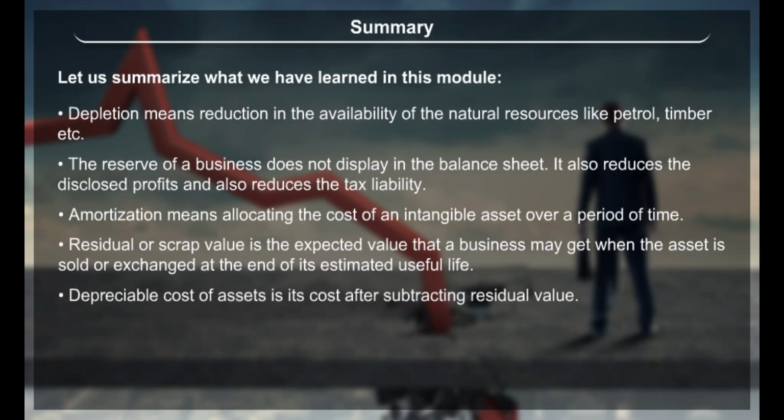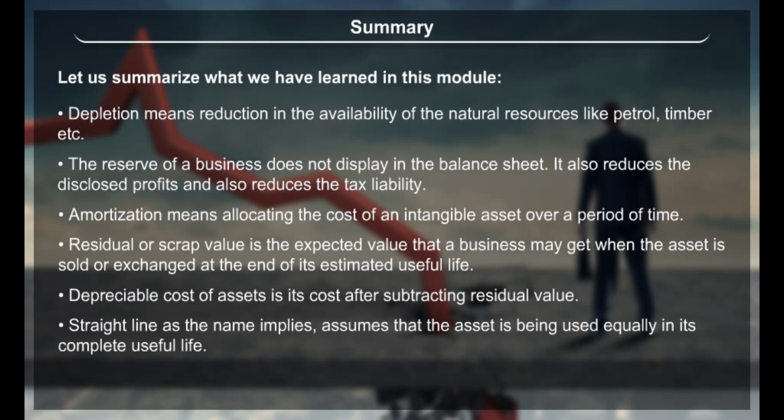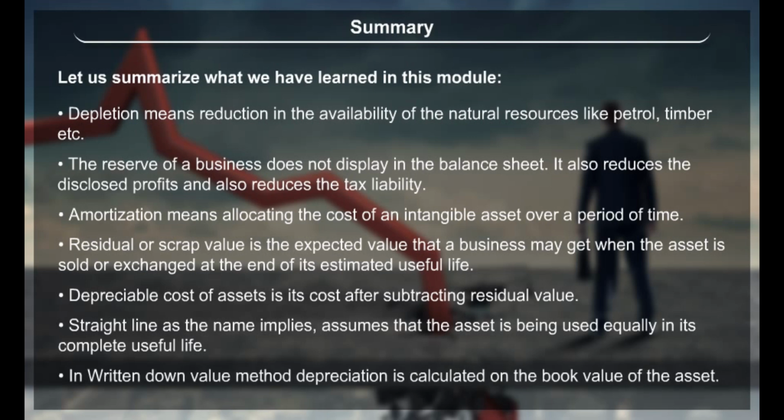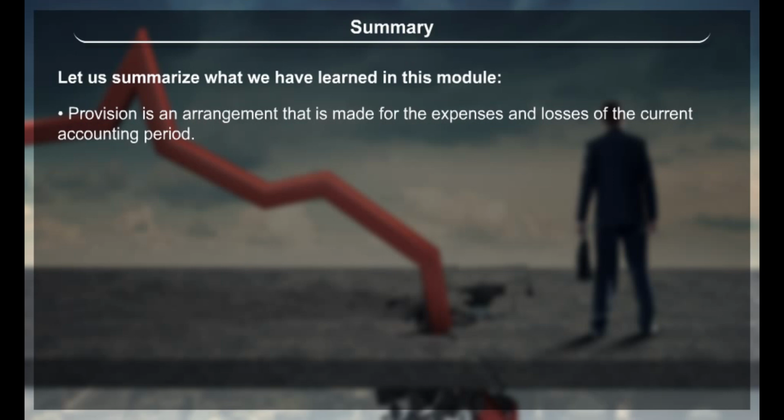Depreciable cost of an asset is its cost after subtracting residual value. Straight line, as the name implies, assumes that the asset is being used equally in its complete useful life. In written down value method, depreciation is calculated on the book value of the asset. Provision is an arrangement that is made for the expenses or losses of the current accounting period.